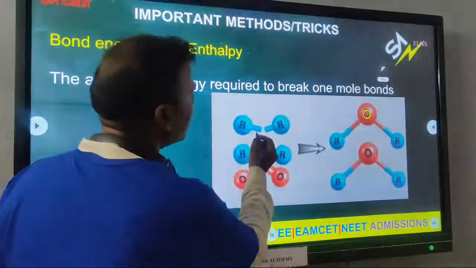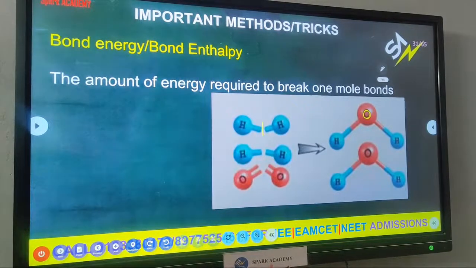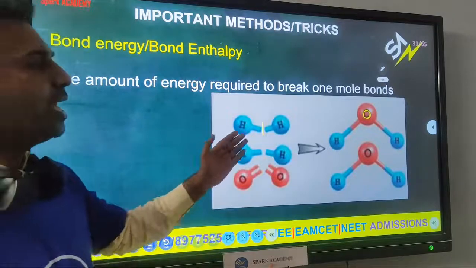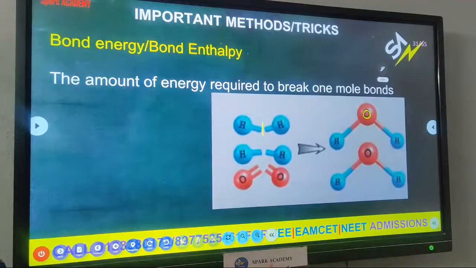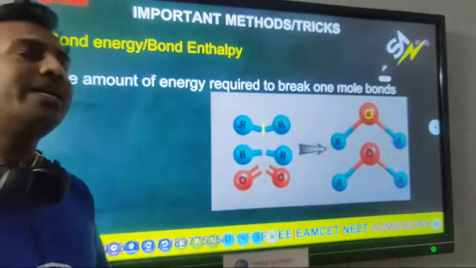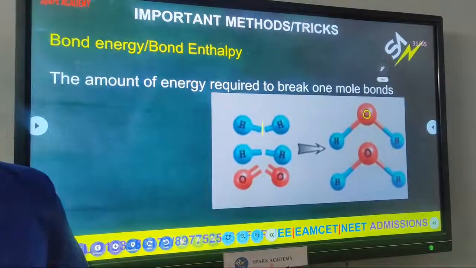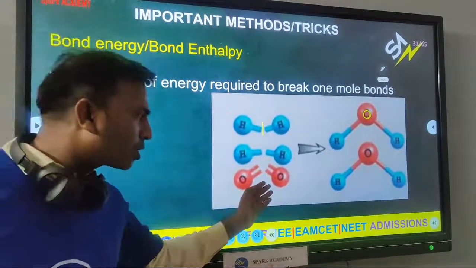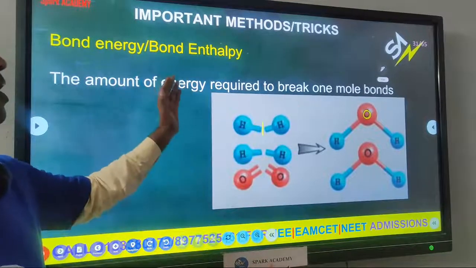But what about here? It is indicating the breaking of the bond. So the bond has broken here. The amount of energy required to break 1 mole of bonds. So we have to break the bond here, and the required energy is called bond energy or bond enthalpy. How many bonds have we broken here? 1. What about here? 1 bond, because between hydrogens only 1 bond is present. What about oxygen? A double bond is there, so we have to break 2 bonds. That is called bond energy, bond enthalpy.